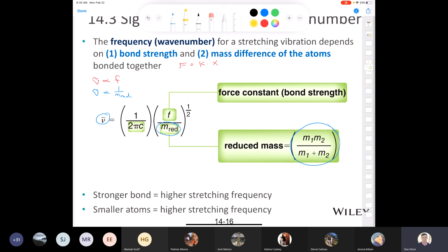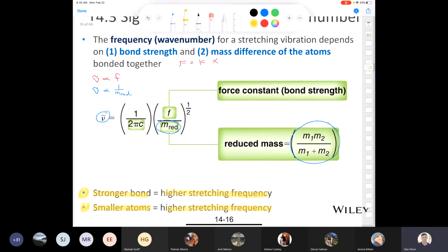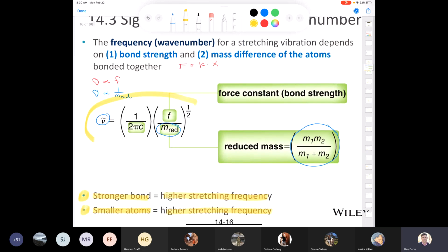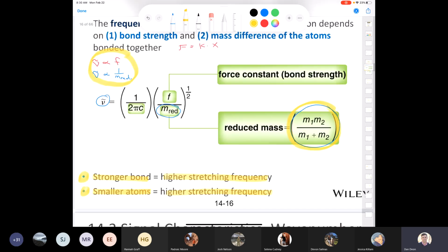So what's the take-home message from this slide? It says here, the stronger the bond is, the higher the frequency, or the higher the wave number, and the smaller the atoms, the higher the stretching frequency. Because this first one is a direct relationship, and this one here is an inverse relationship. Again, you don't have to memorize this formula. You absolutely can, but you have to know that wave number is directly proportional to the force constant and inversely proportional to reduced mass, and you have to know how to calculate a reduced mass.